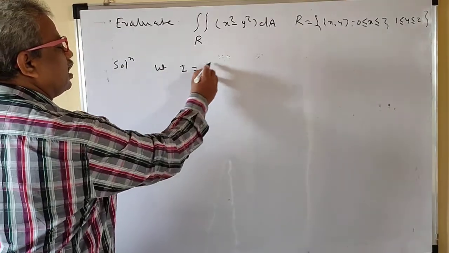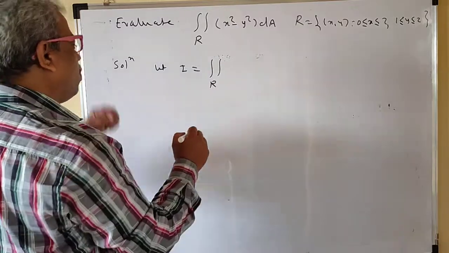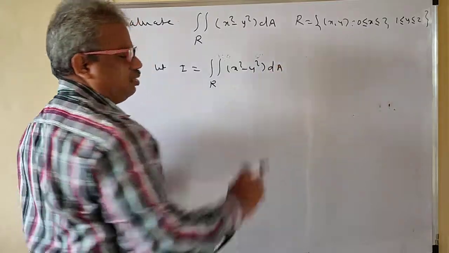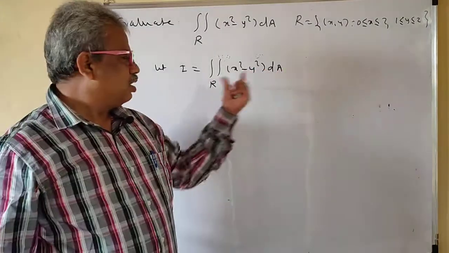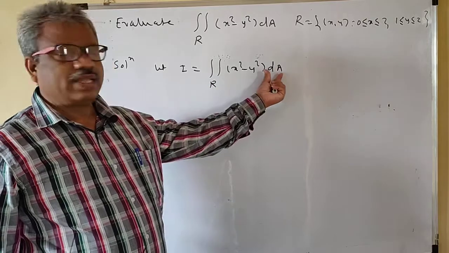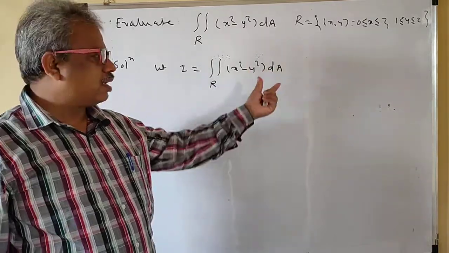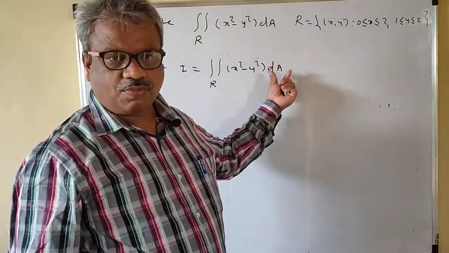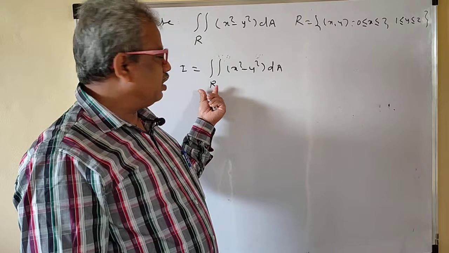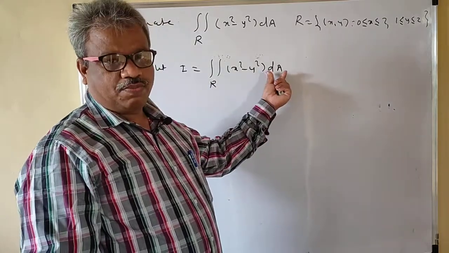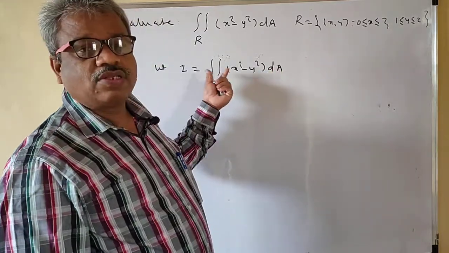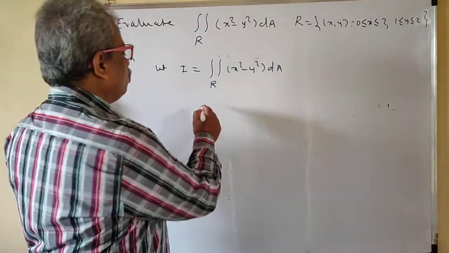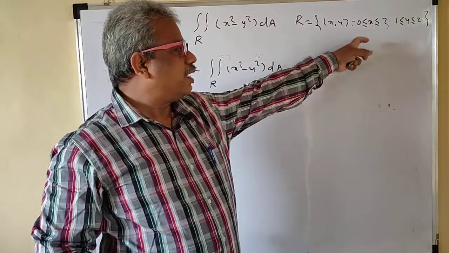I will write this as I. Double integral over R of x square minus y square dA means dx dy or dy dx, whatever. See here, the limits are not mentioned, so you can write dy dx or dx dy, it doesn't matter. If we have only mentioned the region, the order is unimportant. But when you are putting the limits of x and y, then the order of dx dy is very important. Here R is the region, a rectangle.